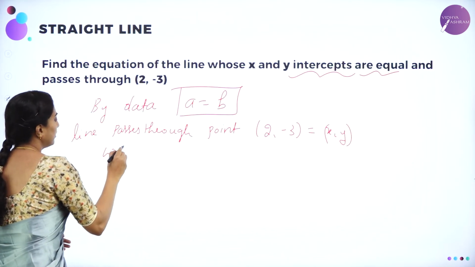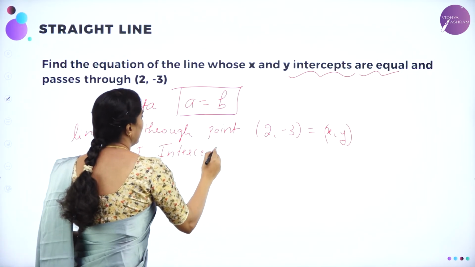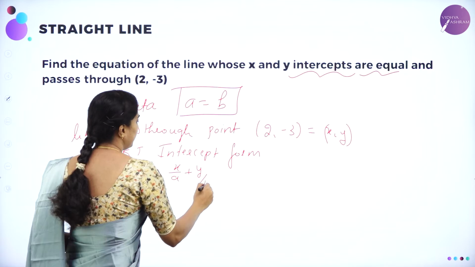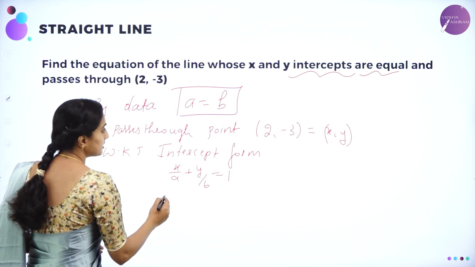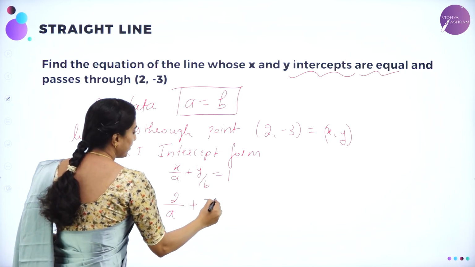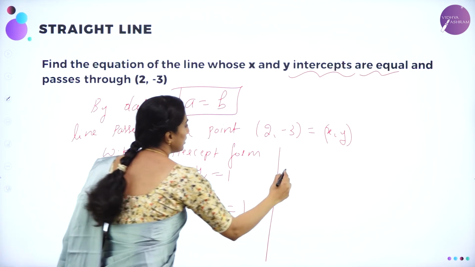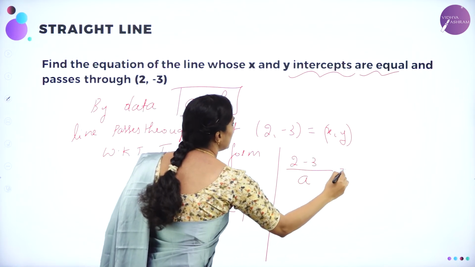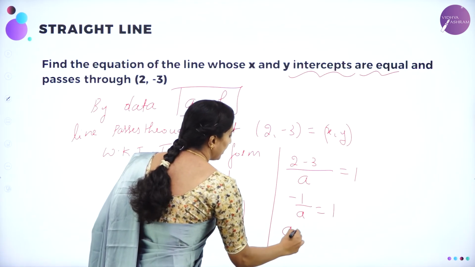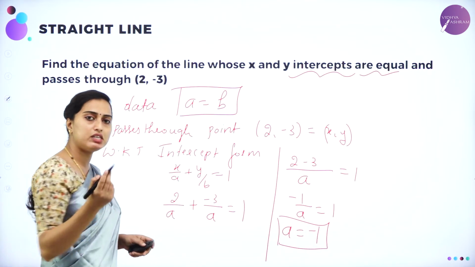So we know that the intercept form is given by x by a plus y by b is equal to 1. X is nothing but 2 divided by a as it is. I am taking b is equal to a. Y they have given as minus 3 divided by a is equal to 1. By solving this, a will be the LCM. So here 2 minus 3 is equal to 1. 2 minus 3 is minus 1 by a is equal to 1. Cross multiplying, a is equal to minus 1. If a is equal to minus 1, b is also minus 1 because b is equal to a.